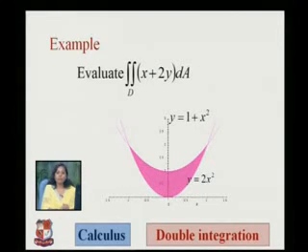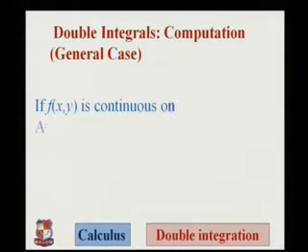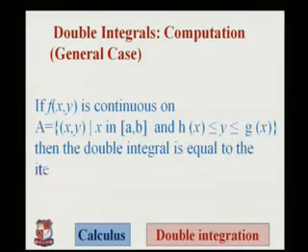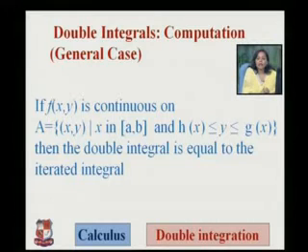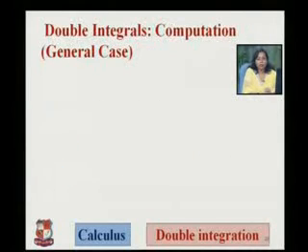For example, if you have a double integration over D of x plus 2y dA, then we have this type of region. Then we have to integrate first with respect to y and then with respect to x. Now, in a general case, suppose f(x, y) is continuous and your region D is given as the set of (x, y) where x is in the closed interval [a, b] and y is between h(x) and g(x). Then the double integral is equal to the iterated integral.